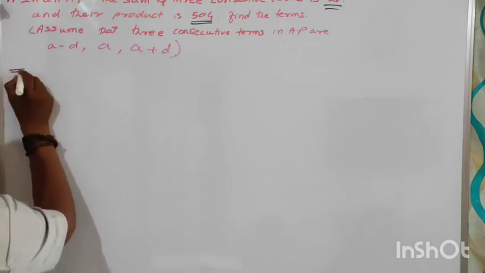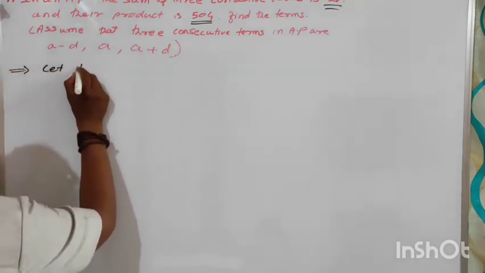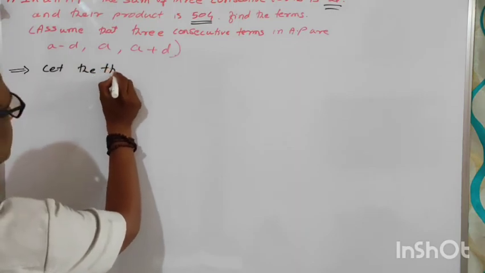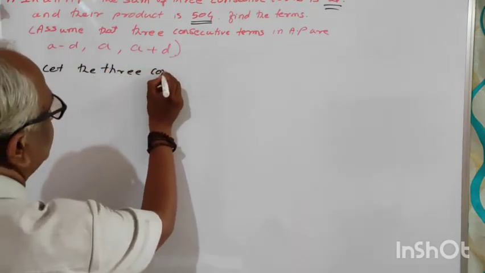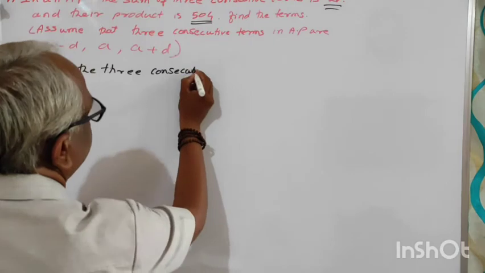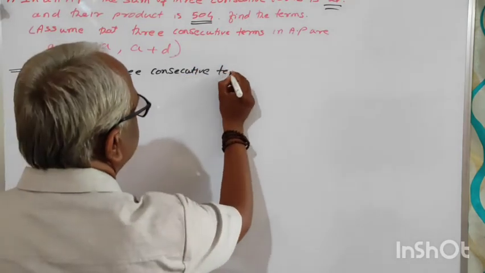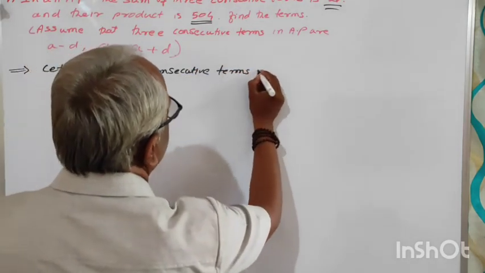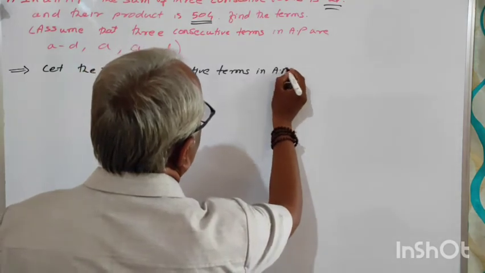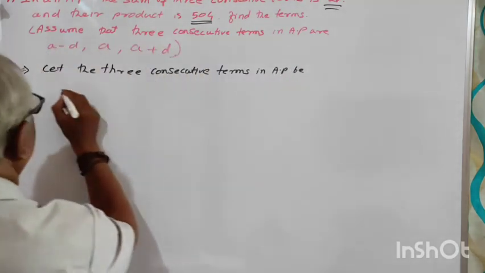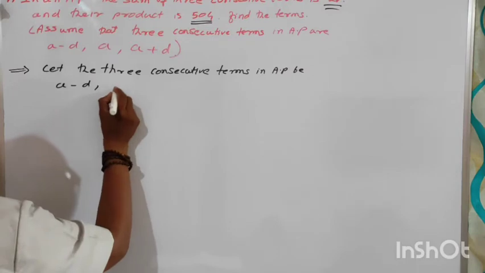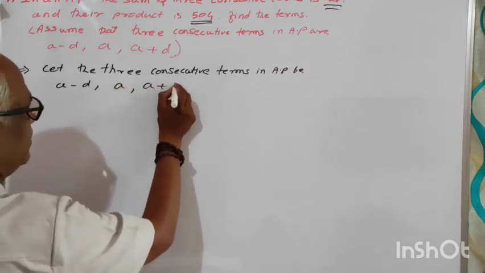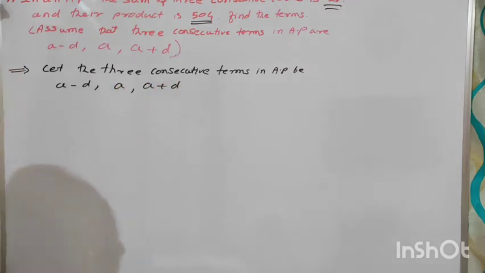So here let the three consecutive terms in arithmetic progression be a minus d, a and a plus d. These three terms, let us assume that.